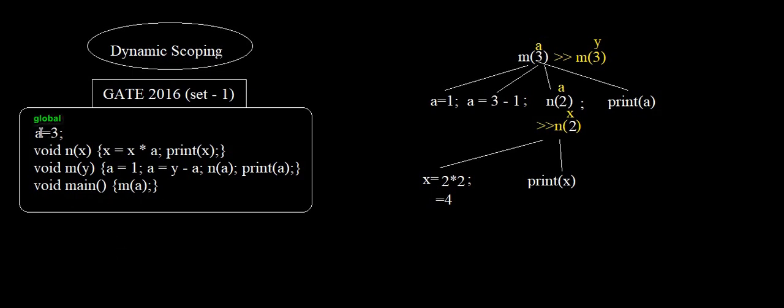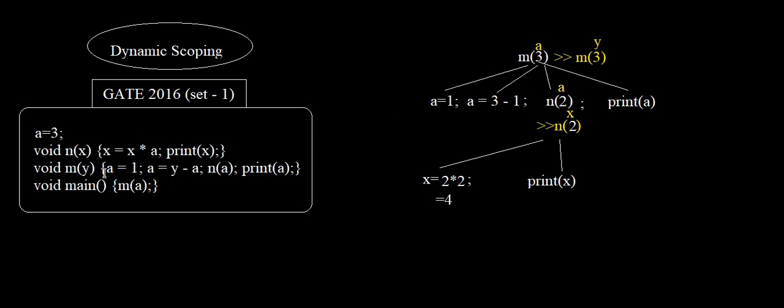Here firstly a global variable has been declared, which is a equals 3. In the main function we have called m of a, and let's say here a is 3, so we put 3 here. As it is dynamic scoping, we need to call m of y, because this function m is calling this function.